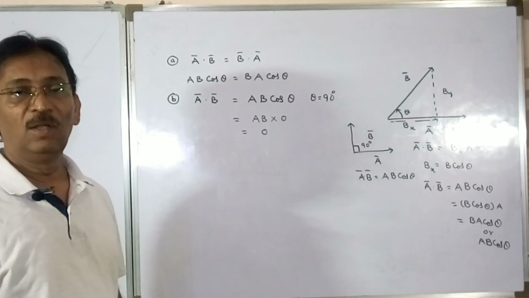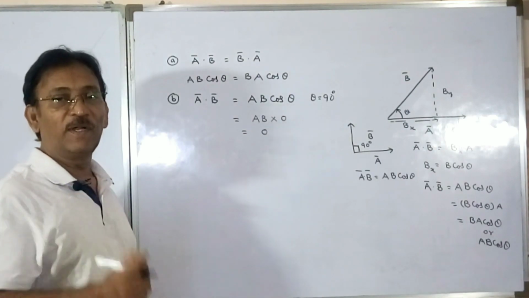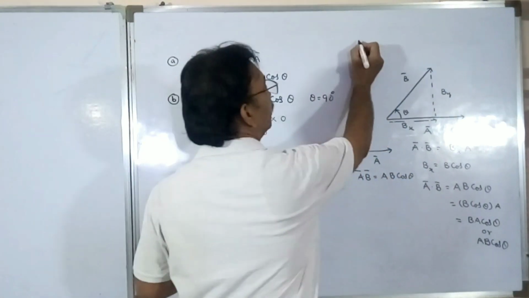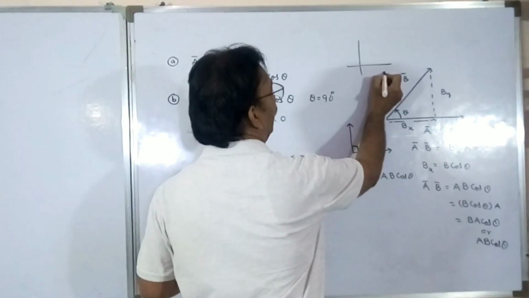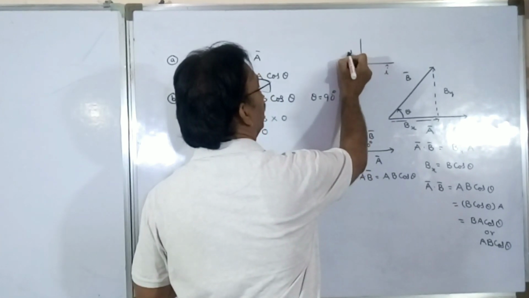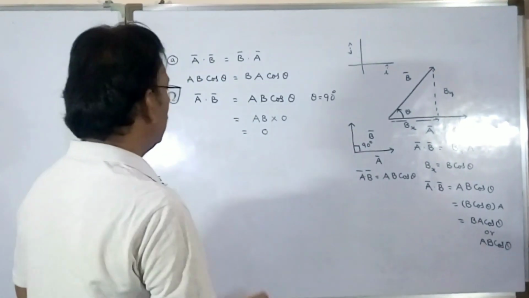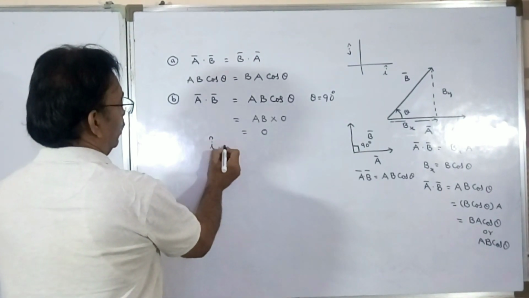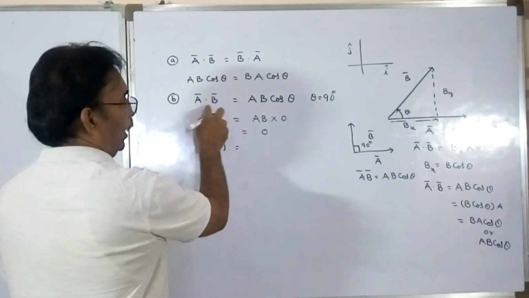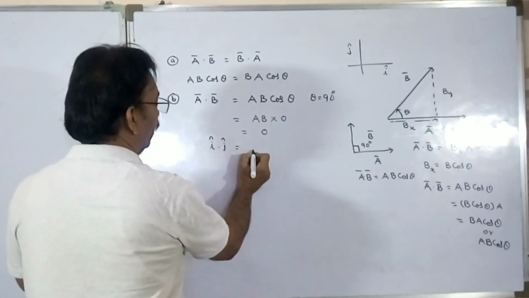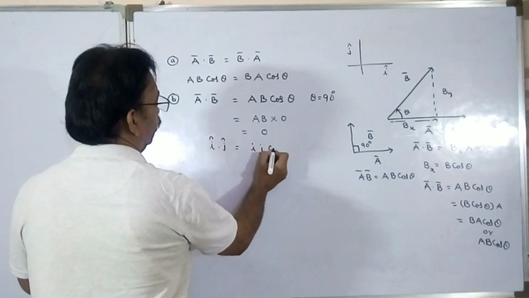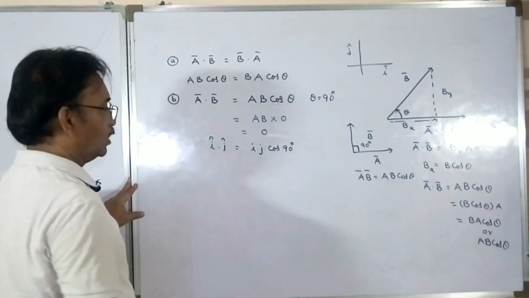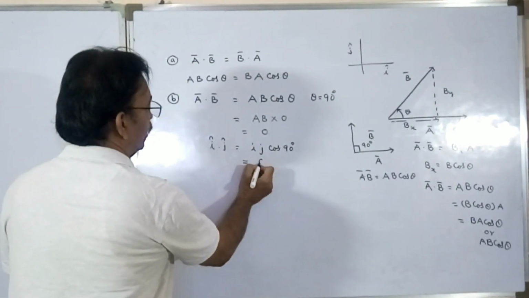Earlier we learned about unit vectors in perpendicular directions, which we called i cap and j cap. We will get the same result in place of a and b. We put i and j, then you will get i j into cos 90. As you know, cos 90 is equal to 0.